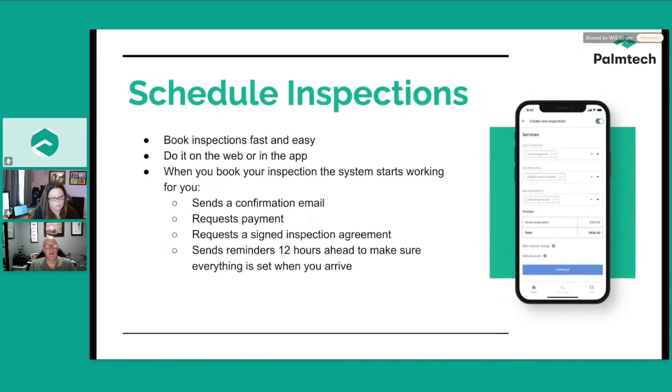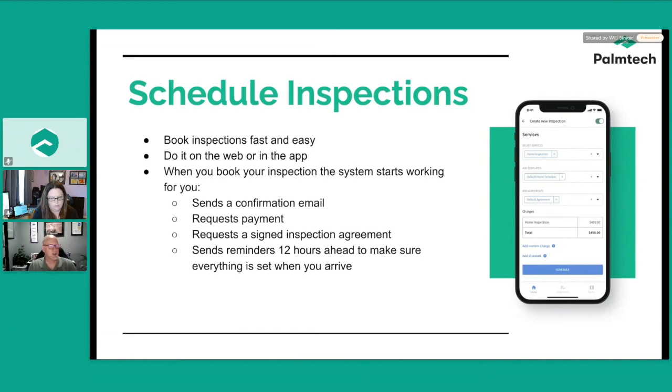So let's talk about scheduling inspections. Booking inspections is fast and easy. When you do book an inspection, you're doing more than just filling a spot in your calendar. The system starts working the moment you click schedule inspection. Years ago, we had our front office tool that many of you used, and you paid an admin to sit and fill these things out and do this work for you. But now you have the Palmtech system as your admin doing so many of these things on your behalf. Or if you're taking care of this stuff yourself, your job just got a whole lot easier because we're going to help with a lot of those things.